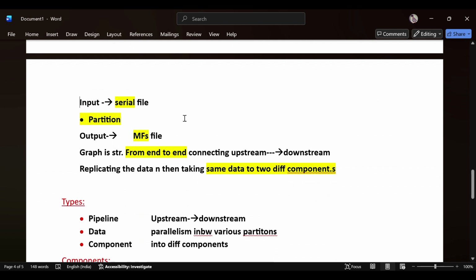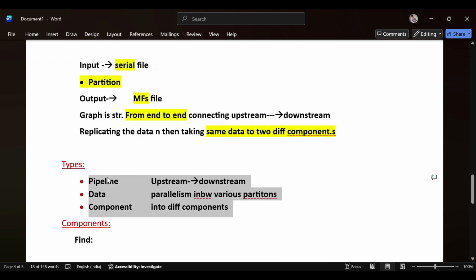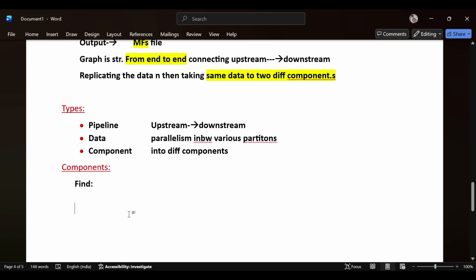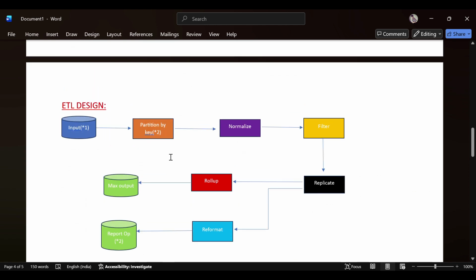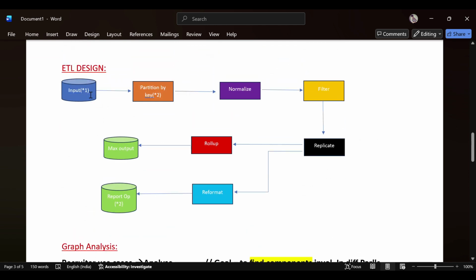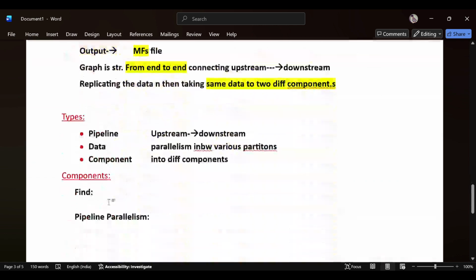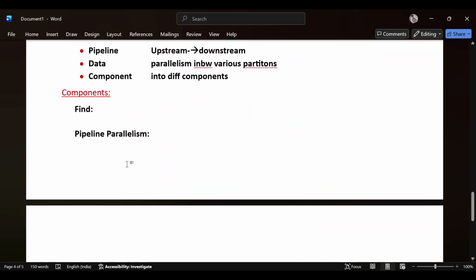So that's how we have analyzed the graph, and these are the types. Now you can easily find out the components. First we will take pipeline parallelism. The recruiter will expect you to find out what is happening in the graph, right? So I would say from the input to the output, that flow. Parallelism occurs from the input straight away to the downstream, which is nothing but the report and the other output.